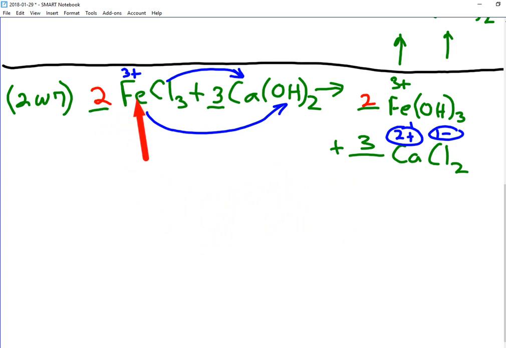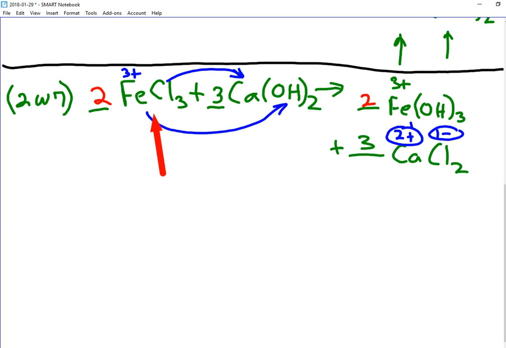2 times 1 iron is 2 irons. 2 times 3 chlorines is 6. So we've got 2 irons here, and we have 6 chlorines because of this coefficient here. 6 times 2 is 3. And now we have 3 calciums, both sides. We have 3 times 2 hydroxides, and we have 2 times 3 hydroxides, and everything is balanced.